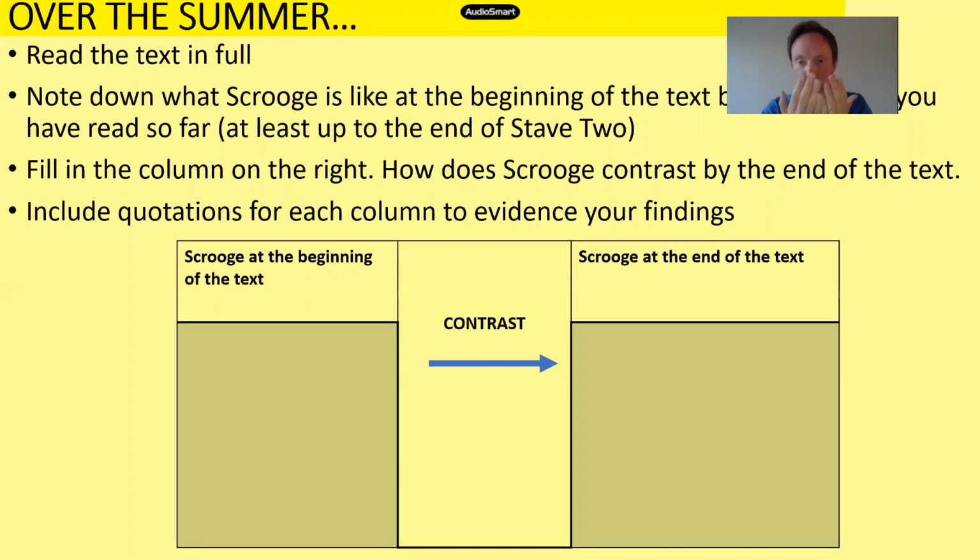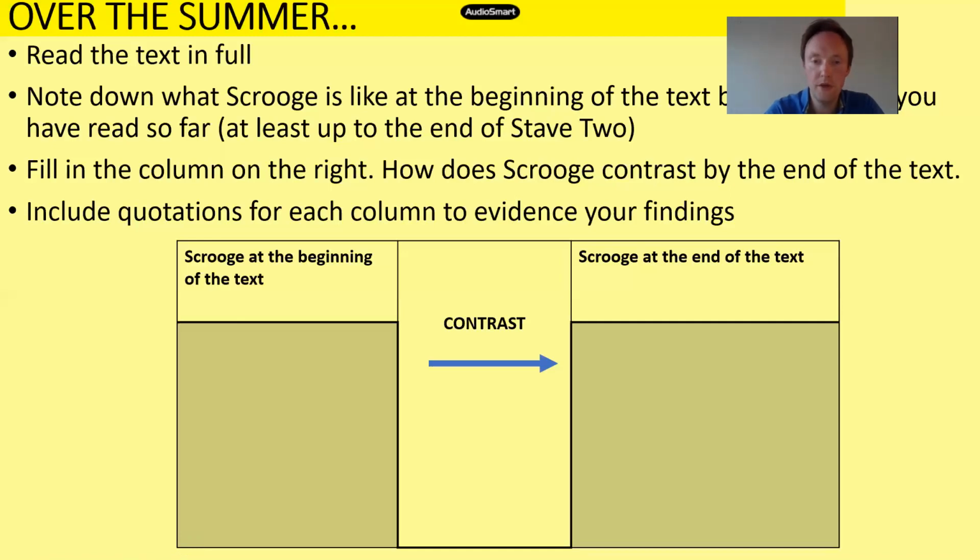Then, as you're reading, the first time you read it, enjoy it. But it's not a bad idea to have a pen with you. And as you're reading, take that pen and write down how it is that we see, and you see, Scrooge begin to change by the end of the text. Using quotations, evidencing your findings, will encourage you to know the text better. But the point is, we just need to see how Scrooge's character changes, how it transforms.